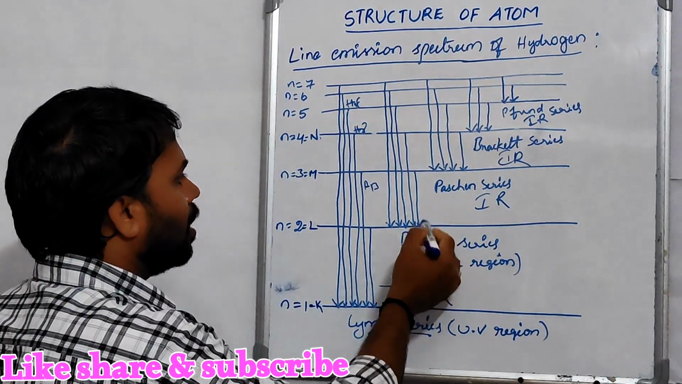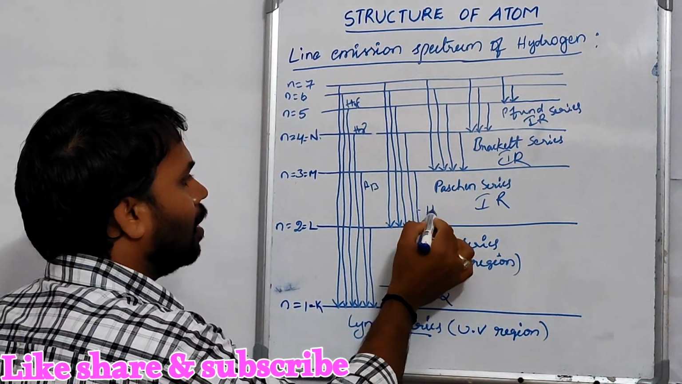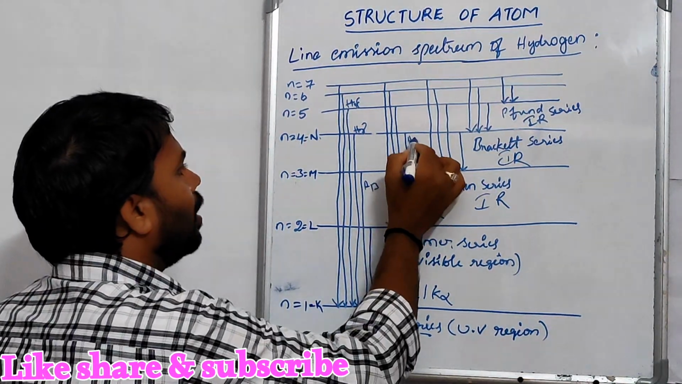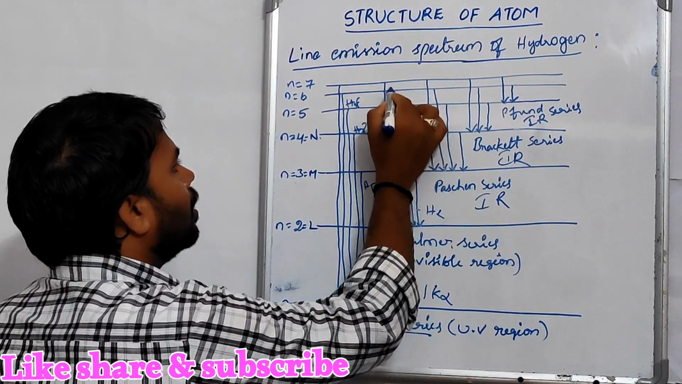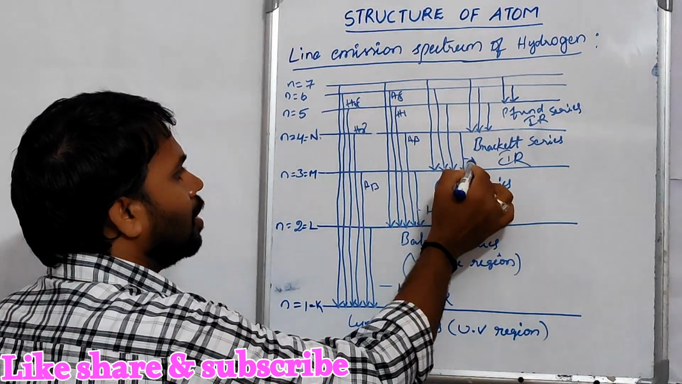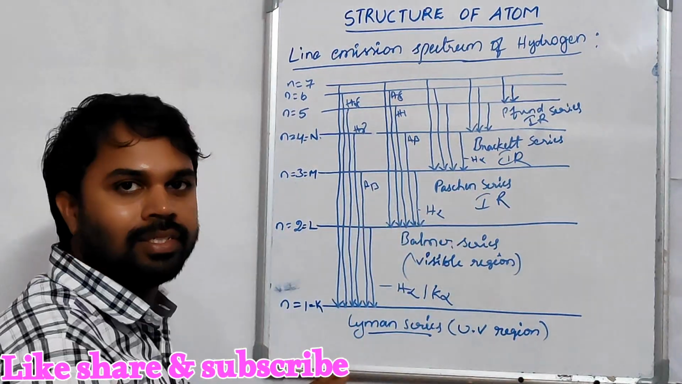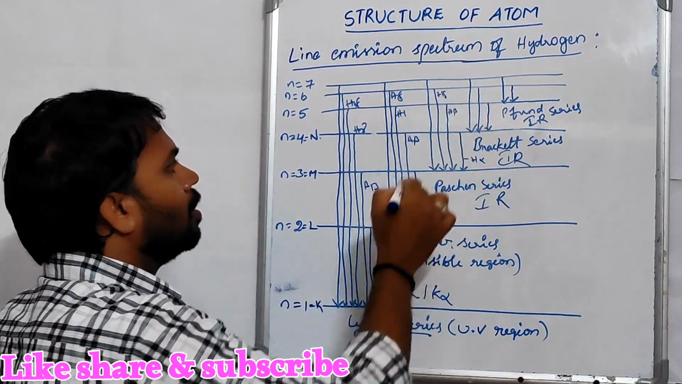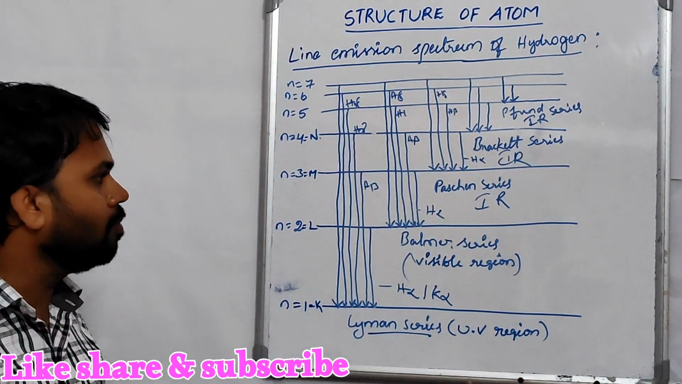Similarly, this is the first line of the Balmer series. This is also called H alpha of the Balmer series. Similarly, H beta, H gamma, H delta. Similarly, this is H alpha, the first line of the Paschen series. H alpha, H beta, H gamma, and so on.